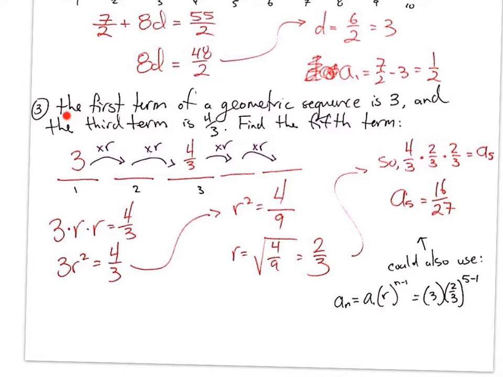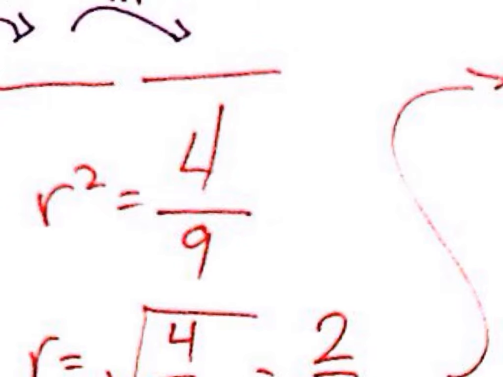Next example. The first term of a geometric sequence is 3, and the third term is 4/3. So again, I wrote out these little dashes. Here's the first term, here's the second term, third term, fourth term, fifth term is what we're looking for. So we could have a little 5 right there. Okay.